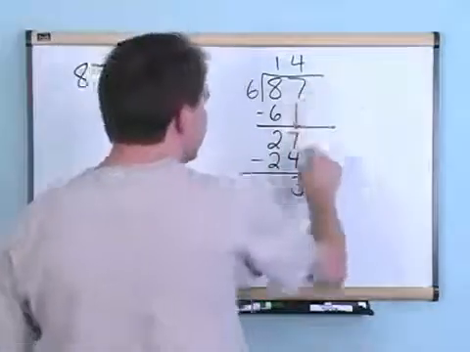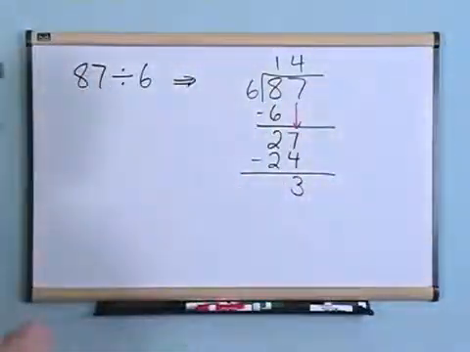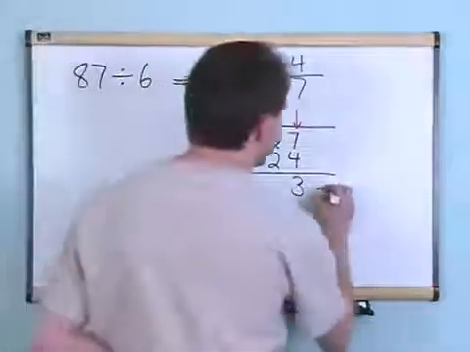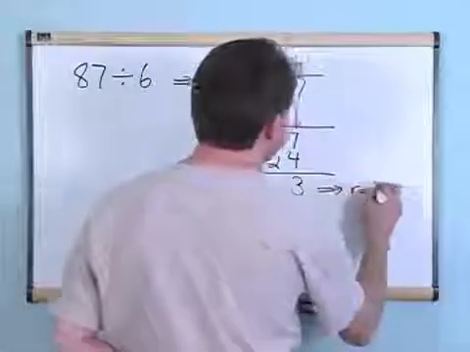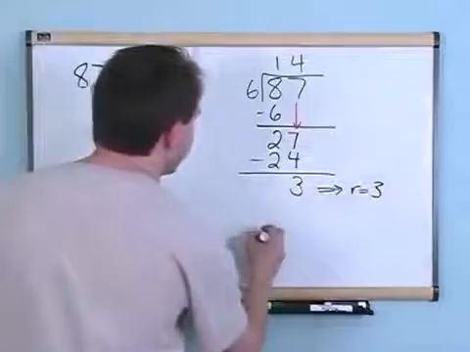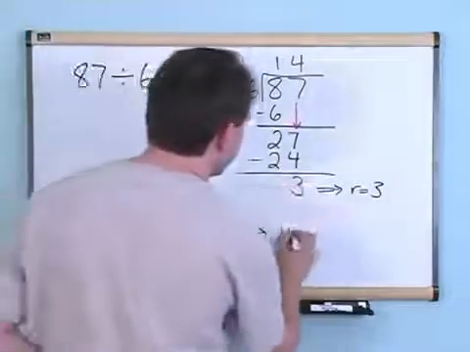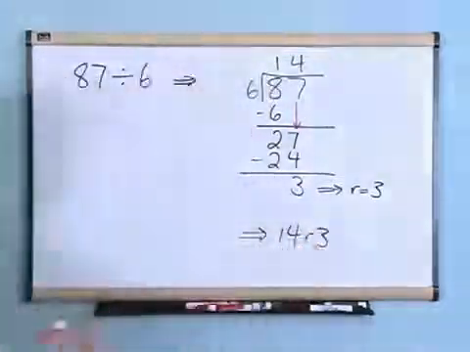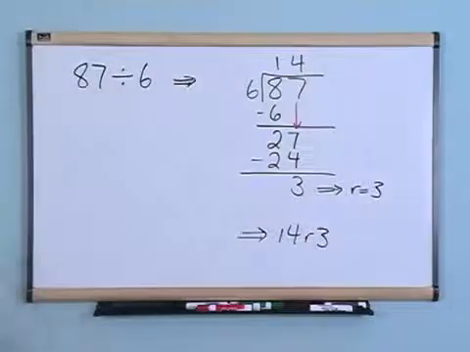There aren't any more digits to drag down here to help you out, so you're basically done. The remainder is going to be equal to 3. So the final answer to this problem is going to be 14 with a remainder of 3.